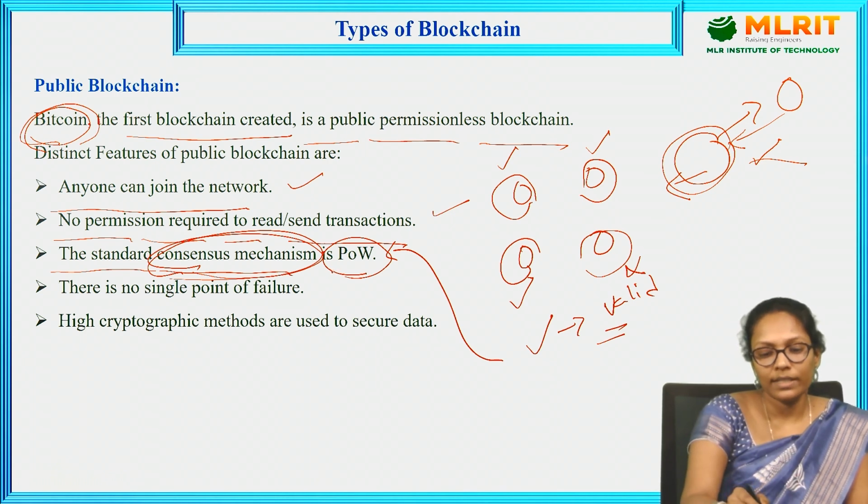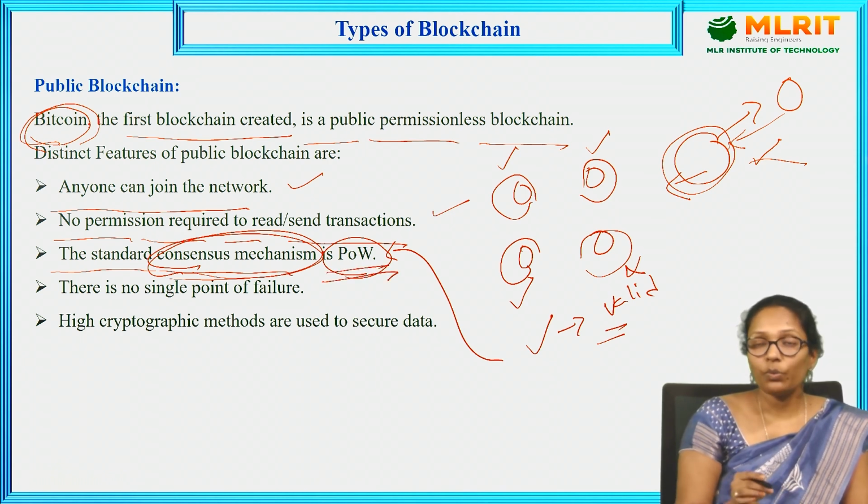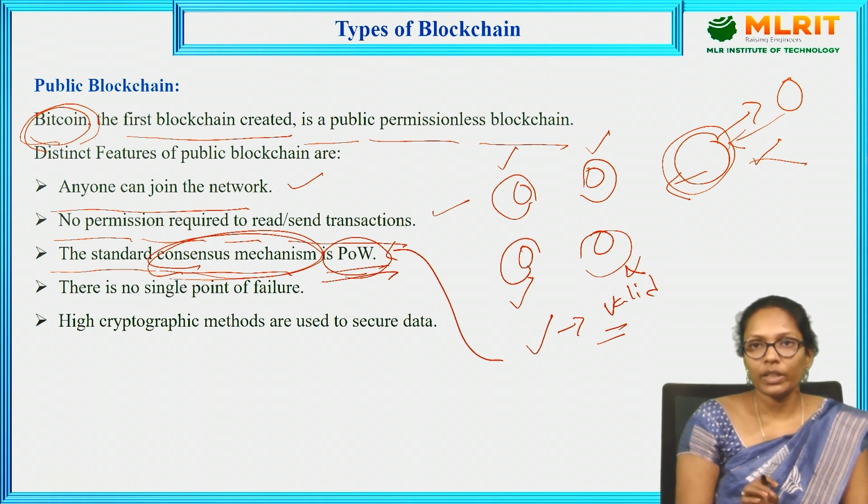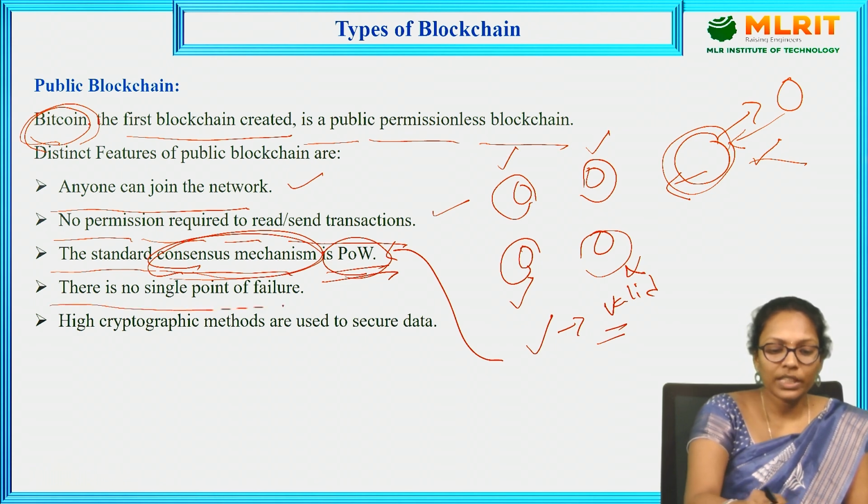and the consensus mechanism we are using in the public blockchain is proof of work. So we know in proof of work, we are going to use some mathematical puzzle. Whoever solves that puzzle first is going to validate the transaction. And there is no single point of failure.